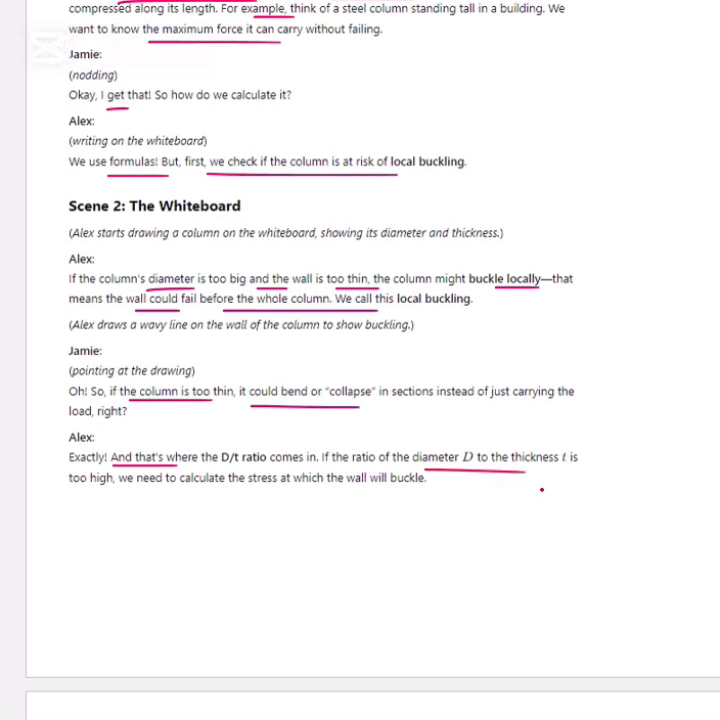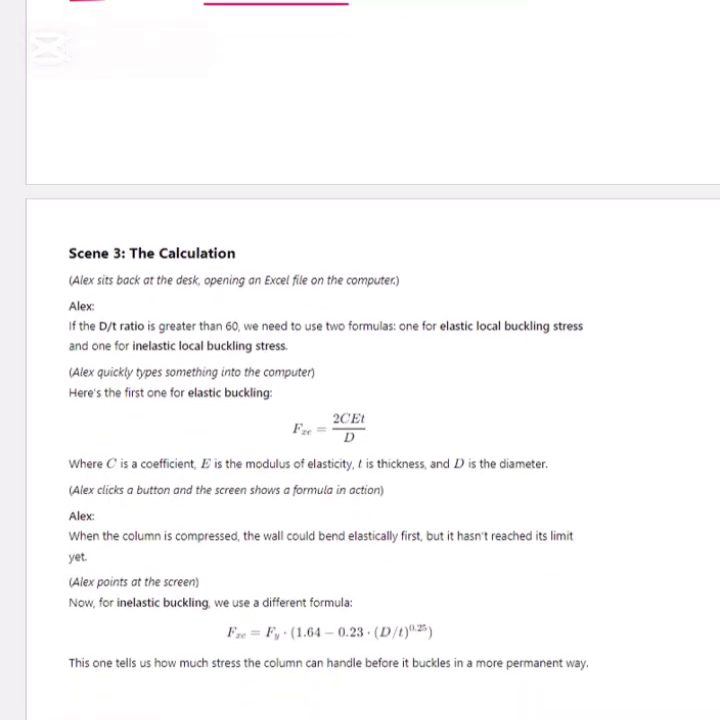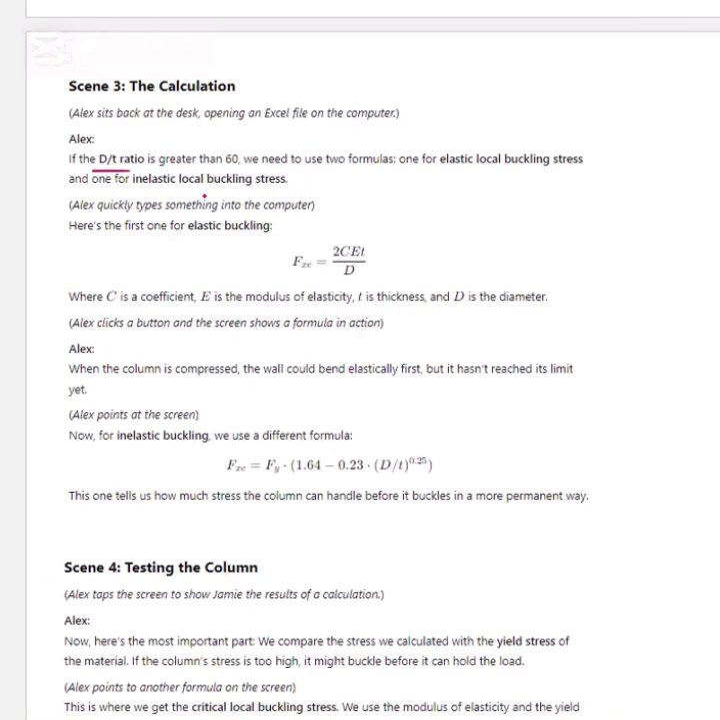If the D/t ratio is too high, we need to calculate the stress at which the wall will buckle. If the D/t ratio is greater than 60, we need to use two formulas, one for elastic local buckling stress and one for inelastic local buckling. So here's the one for elastic local buckling: 2CE t/D. C is the coefficient, E is Young's modulus, t is thickness, D is the diameter. When the column is compressed, the wall could bend elastically, but it has not yet reached its full capacity, right?